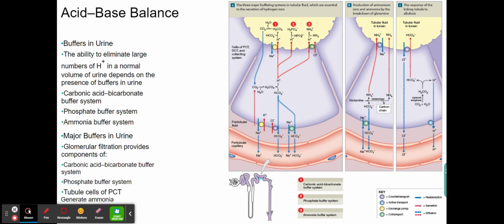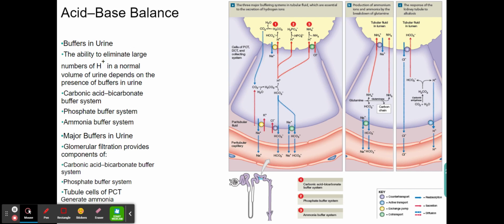Buffers in tubular fluid are extremely important because they keep the pH high enough for hydrogen secretion to continue. Metabolic acids are being generated continuously. Without these buffering mechanisms, the kidneys cannot maintain homeostasis. The three major buffers involved are the carbonic acid-bicarbonate buffer system, the phosphate buffer system, and the ammonia buffer system. Glomerular filtration puts components of the carbonic acid-bicarbonate buffer system and the phosphate buffer system into the filtrate.